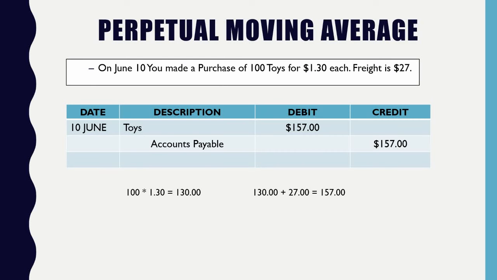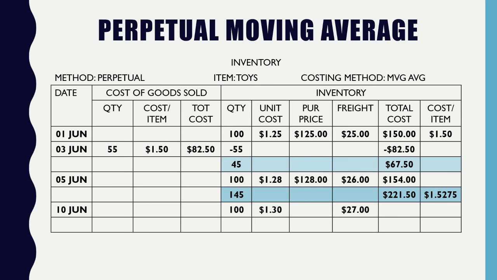So then the next thing I did here was I ended up making an additional purchase of 100 toys, but this time it's at $1.30 with a freight of 27. So I'm going to plug in our numbers. 100 at $1.30 is going to give me 130, plus 27 is going to make me 157. And I have to stop here because now I purchased more inventory. That means I need to once again recalculate all my totals because now I have a new grand total of 145 plus an additional 100 to give me 245.